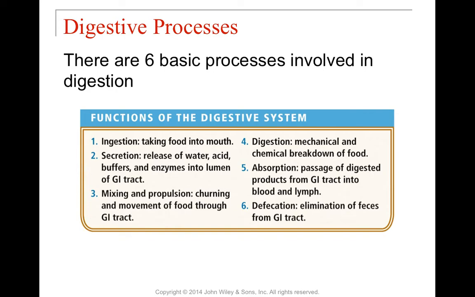We also have to have the absorption. The entire point of digestion is to be able to get the nutrients that our body needs, and that's going to happen mainly in our small intestines. So digested products from the GI tract are going to get picked up by the blood and the lymph that surround the small intestines and then get back into the general circulation to be able to feed and nourish the rest of the body.